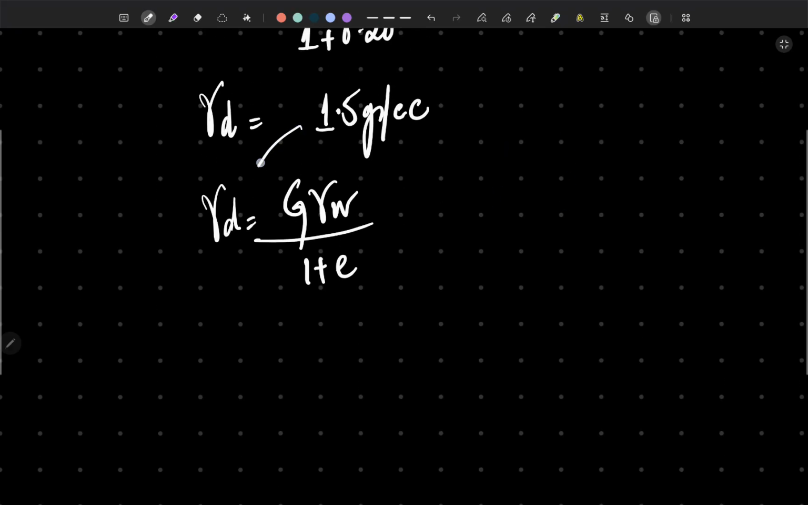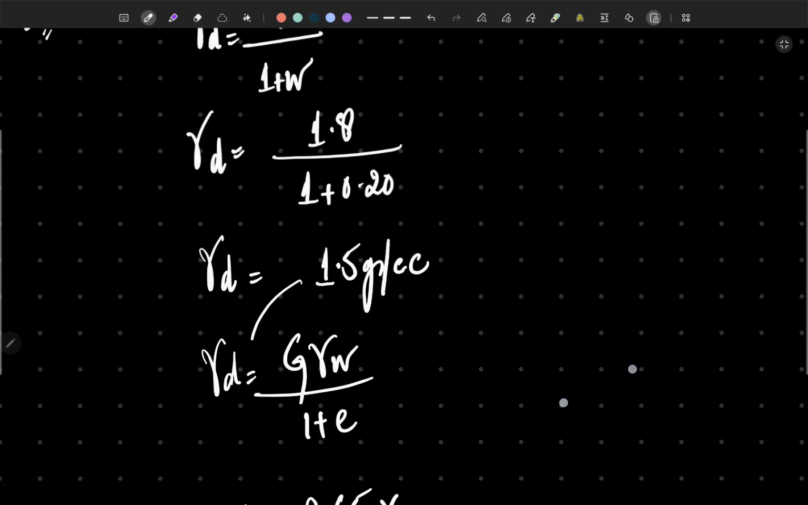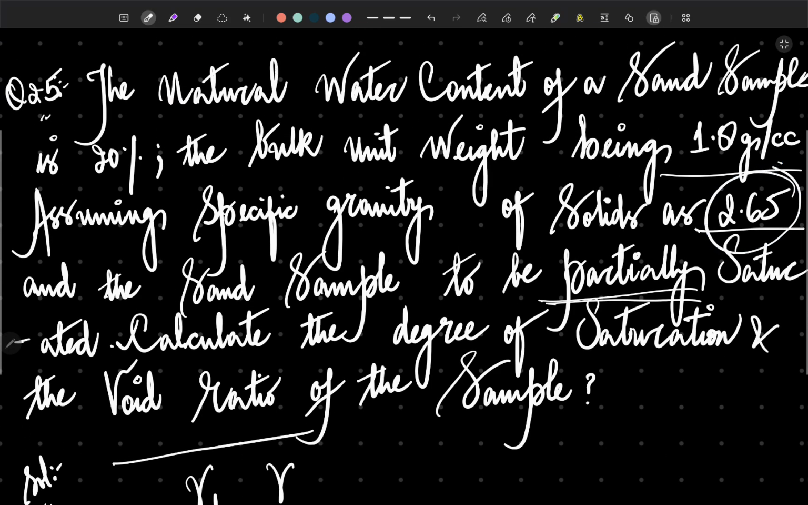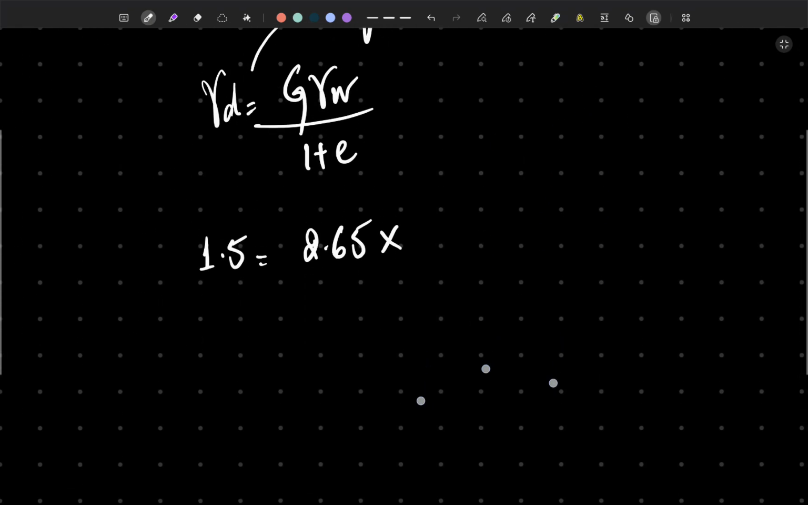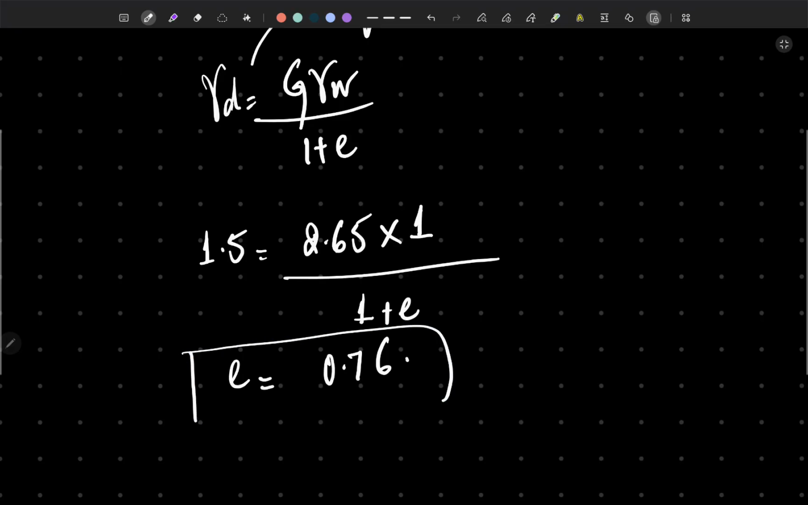Here I'll be using 1.5, specific gravity of soil solids 2.65. It's given in the question. Assuming specific gravity of solids as 2.65, so I have assumed the same thing. Unit weight of water 1 gram per cc, 1 plus e. So by calculations, e is equal to 0.76. All right, e is equal to 0.76. So we have found the void ratio.